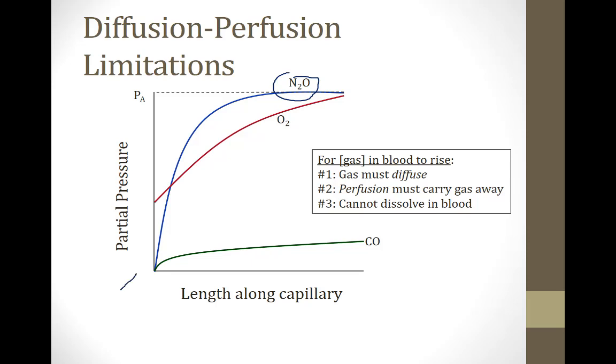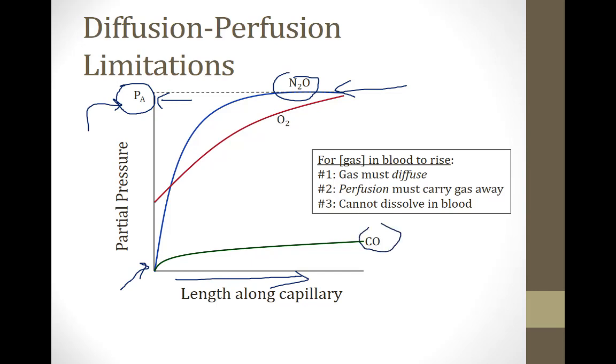So let's go back to this graph now, and we'll start by looking at nitrous oxide. When blood enters a capillary, there's no nitrous oxide because normally no nitrous oxide is found in our venous blood. But as blood moves along the capillary, it picks up nitrous oxide until nitrous oxide reaches the concentration that's in the alveolus. So in other words, nitrous oxide reaches full equilibrium with the gas in the alveolus, and therefore its concentration maximizes at that level. It cannot go any higher than the partial pressure found in the alveolus.